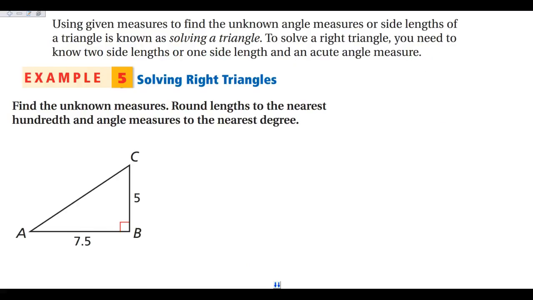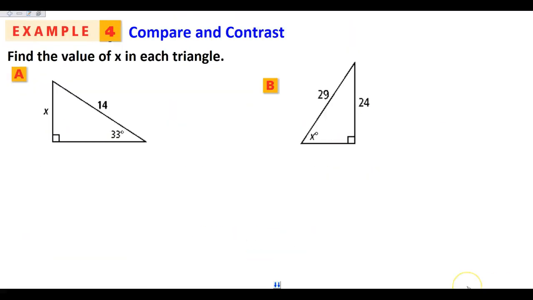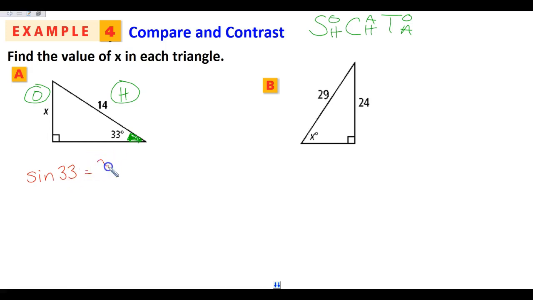Wow, jumped all the way down here. Okay, so when we look at the next example, same thing. I'm going to color in the angle and label 14 as my hypotenuse. X is my opposite. So again, I'm going to write my SOHCAHTOA over here. I see O and H, so that is my sine. So I'm going to do the sine of my angle, which is 33, is equal to my opposite side, which is X, over my hypotenuse, which is 14.